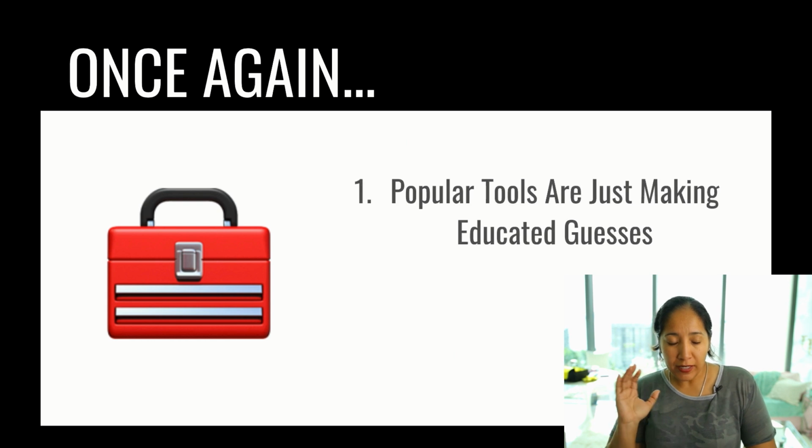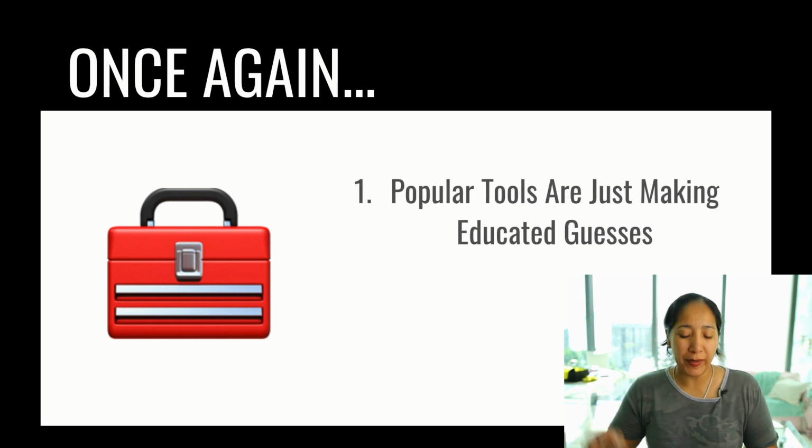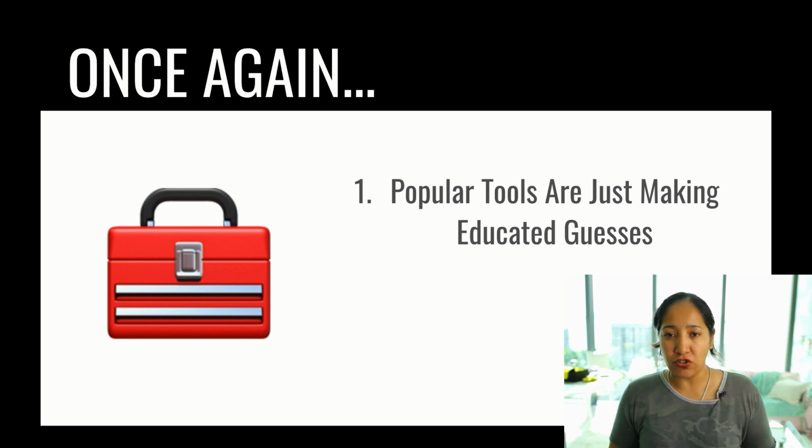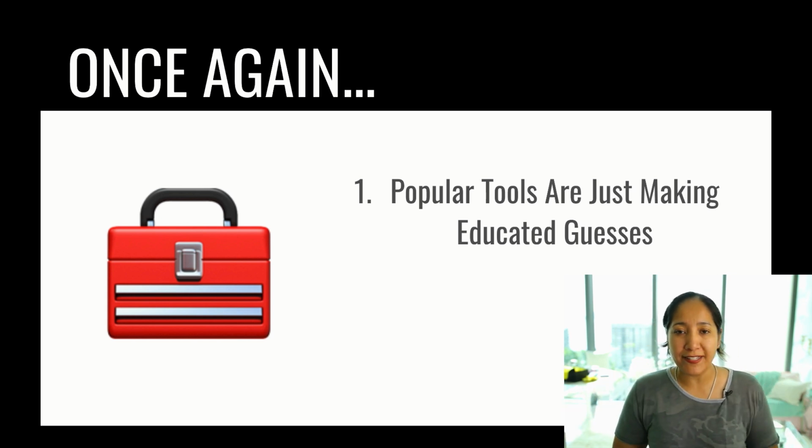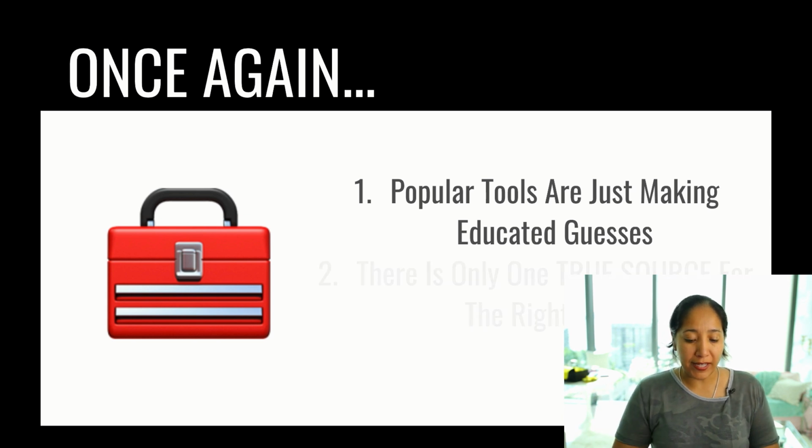But here is the biggest point of the video. All the tools out there, free or paid, are just making educated guesses as to what the true data is. So what does that mean? Well, it means that they really don't know. They're making a wild guess based off of the information that they have in the database, based off of the information that Amazon shares, which I'll get into in a minute. But all in all, they are doing nothing but guessing.